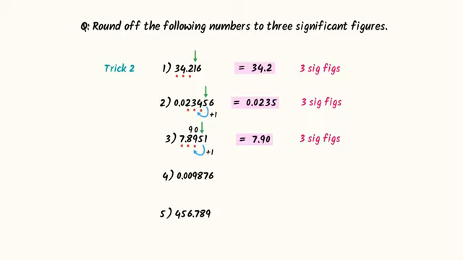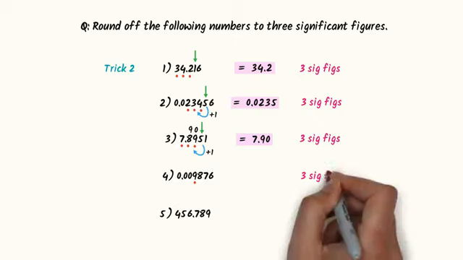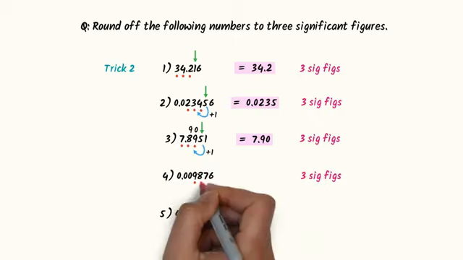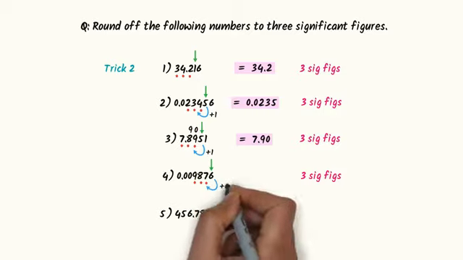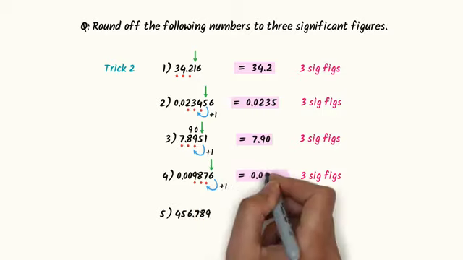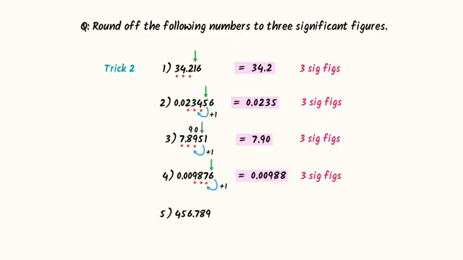The fourth number is 0.09876. Decimal point is present. We use trick number 2. First non-zero digit is 9. Our three significant figures are 9, 8 and 7. The next digit is 6. Since 6 is greater than 5, we round up. So 7 becomes 8. So the answer is 0.00988. Hence noted down this third important question.